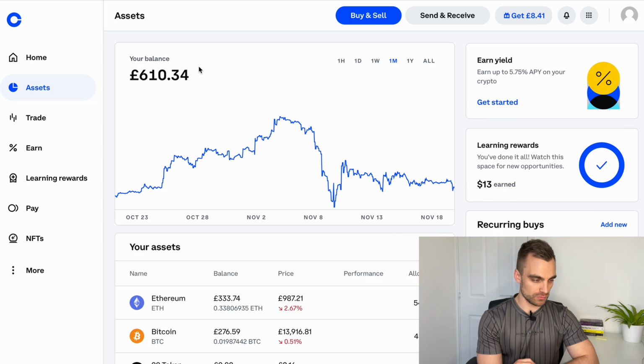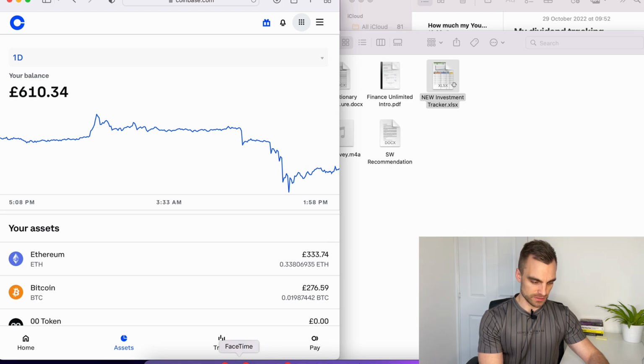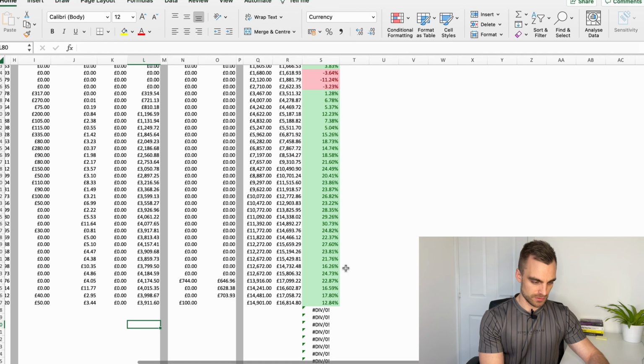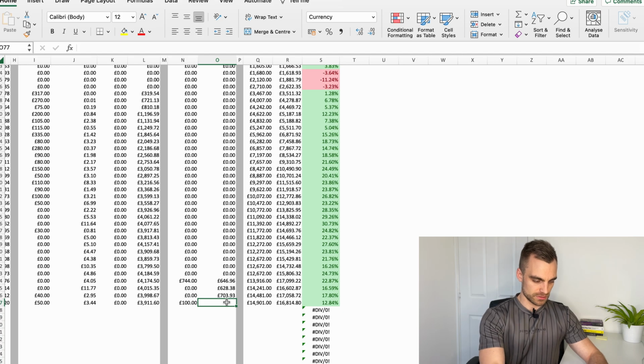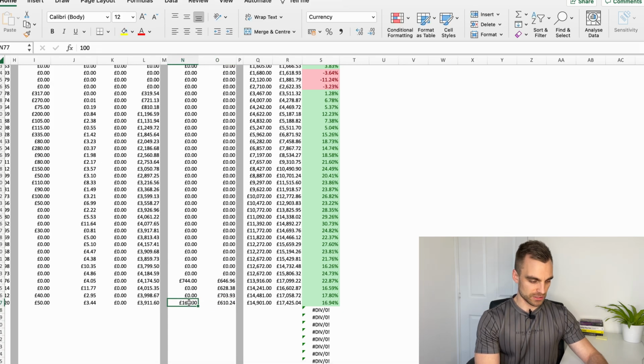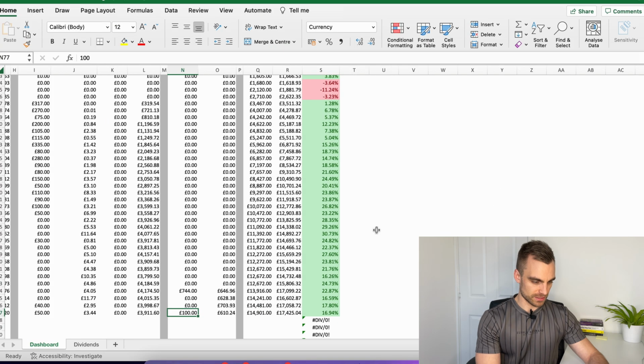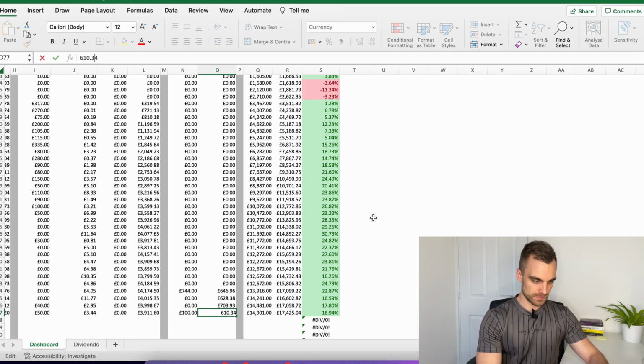So at the moment, it's valued at £610.34. So we'll come back across and we'll just nicely add that in. £6,010.24. Already added in £100 in cash this month already, so that's already been allocated. 610.34. Perfect. So we've put all of the data now that we need into this spreadsheet.